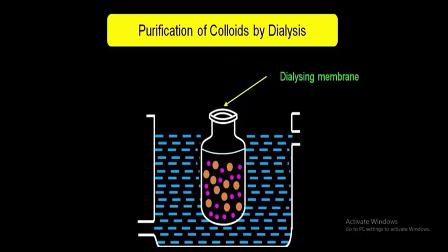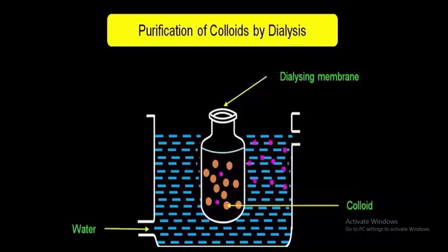The pink particles that you are observing are said to be impurities, and the larger particles are said to be colloidal particles. It is placed in a container where water is continuously flowing. Upon that, the impurities will diffuse through the membrane, and you will get the water and impurities from the outlet, and the colloidal particles will remain in the dialyzing membrane.